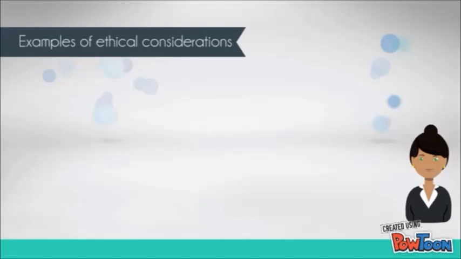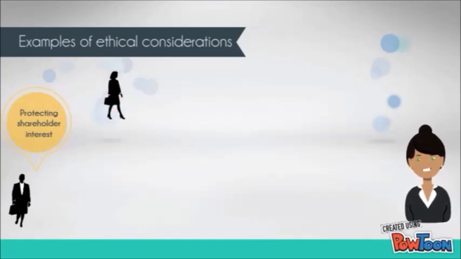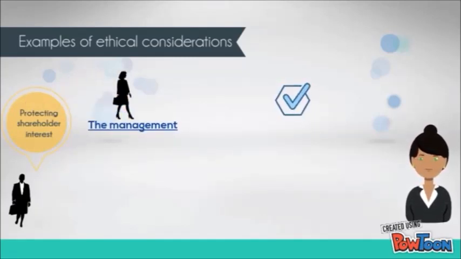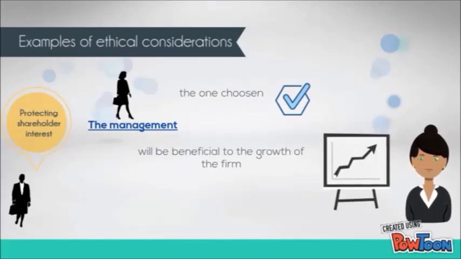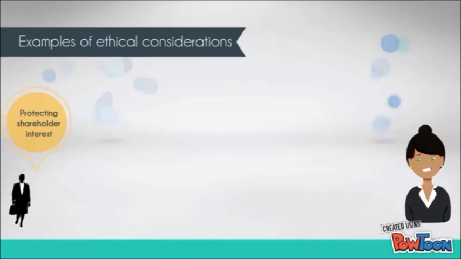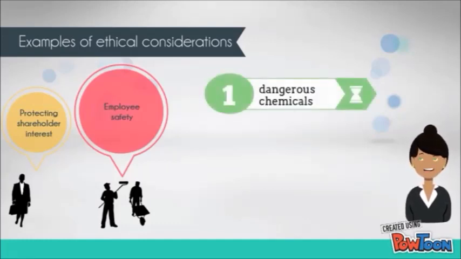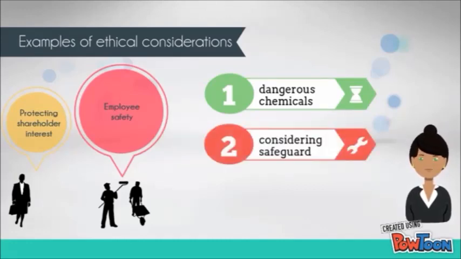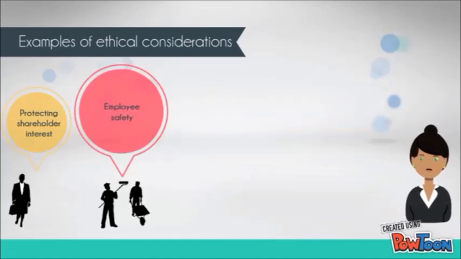The first example is protecting shareholders' interests. When evaluating between several capital investment decisions, the management needs to make sure that the one chosen will be beneficial to the growth of the firm in the long run. The second example is employee safety. When considering operating a factory dealing with dangerous chemicals, the management needs to consider several safeguards that need to be implemented in the capital budgeting, such as relevant safety gears and masks.